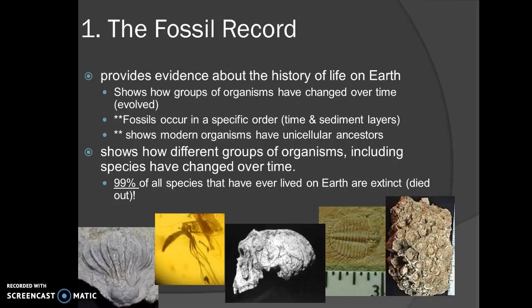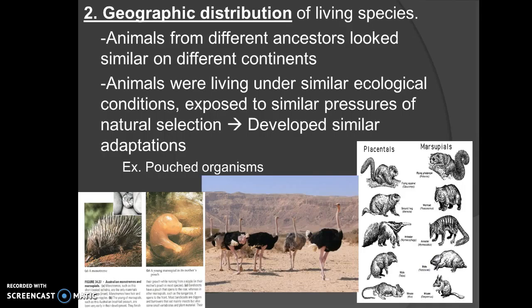99%, that's insane, 99% of all species that have ever lived on the planet are extinct. They've died out. When you look, if you have a moment to search back through the different eras, you will be astounded by the number of extinctions that have actually happened. And those are evidenced in the fossil record. My heavens, we can see it. Geographic distribution of living species is another line of evidence.